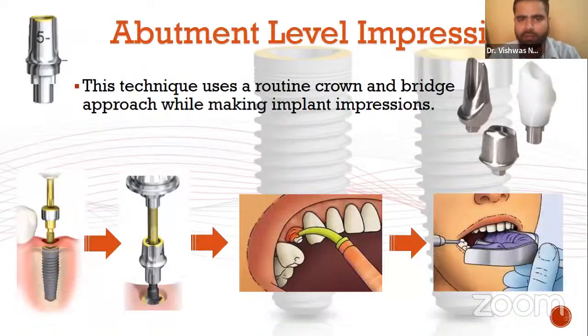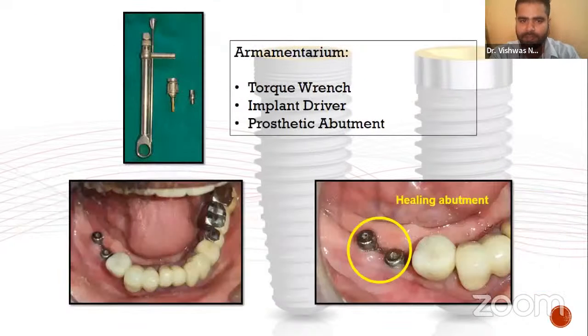First, I'll be discussing the abutment level impression. This technique uses a routine crown and bridge approach. So this is exactly how you take your FPD impressions. You remove the healing abutment, you attach the prosthetic abutment, and you straight away take the impression. I'll be showing this case. The armamentarium required for this was a torque wrench, implant driver, and prosthetic abutment.